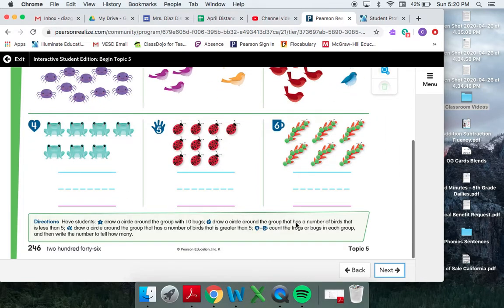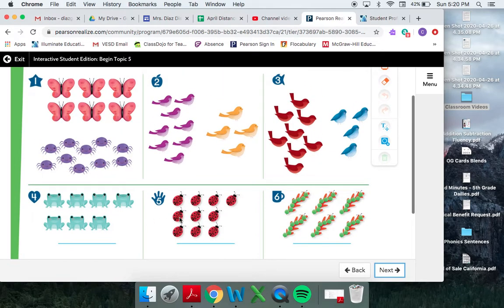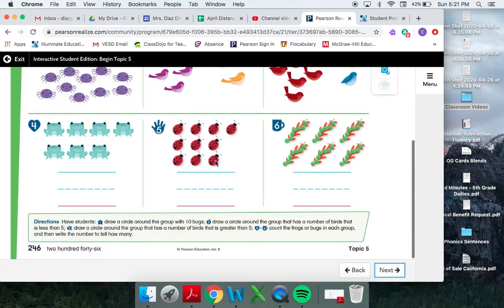Okay, draw a circle around the group that has a number of birds that is less than 5. So they need to know that term less, or in Spanish menos. They need to know less is the group that has the fewer amount. So when they look at those, they're going to circle the less than group, or the smaller group. Okay, on number 3, draw a circle around the group that has a number of birds that is greater than 5.